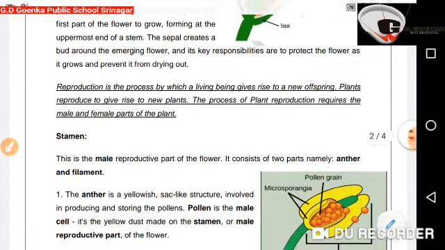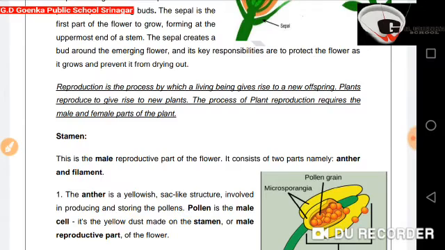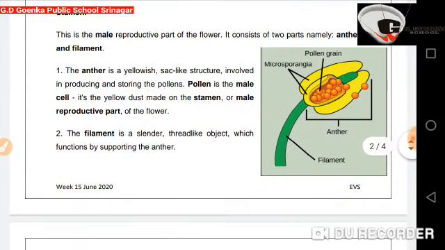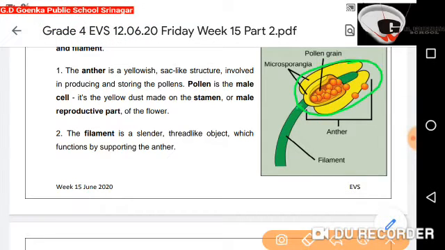So coming to the reproductive parts of flower, reproduction is the process by which a living being gives rise to a new offspring. Plants reproduce to give rise to new plants. The process of plant reproduction requires the male and female parts of the plant. Stamen. This is the male reproductive part of the flower. It consists of two parts, namely anther and filament.